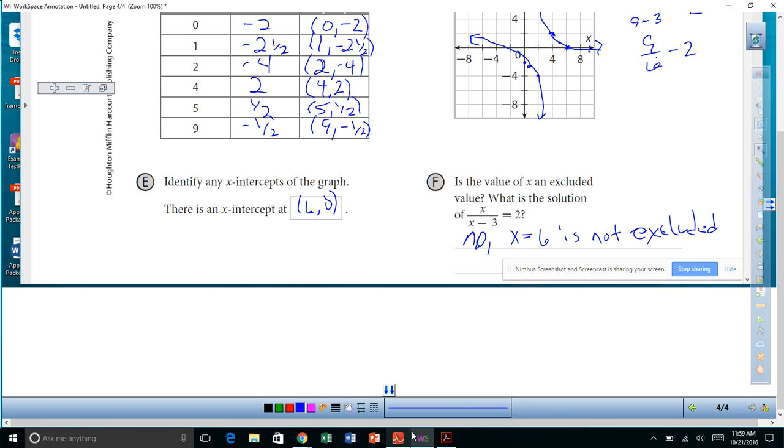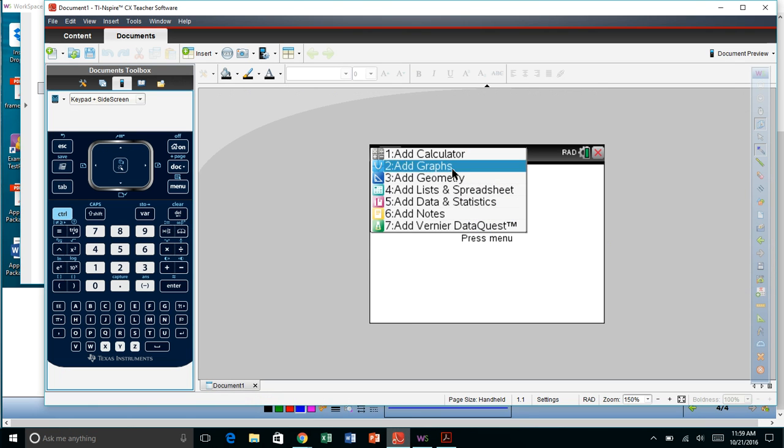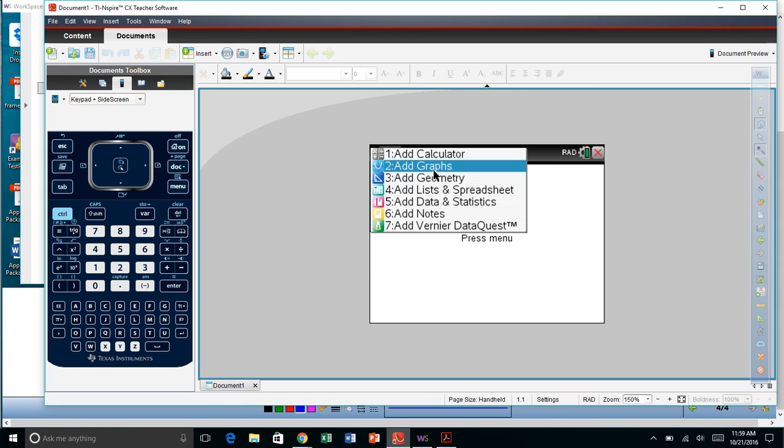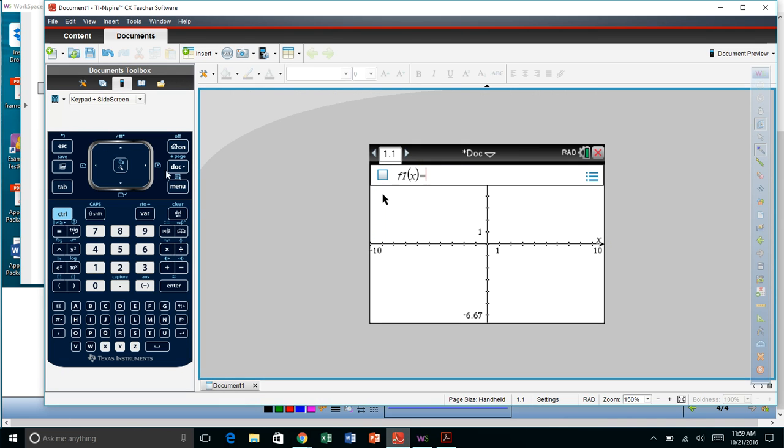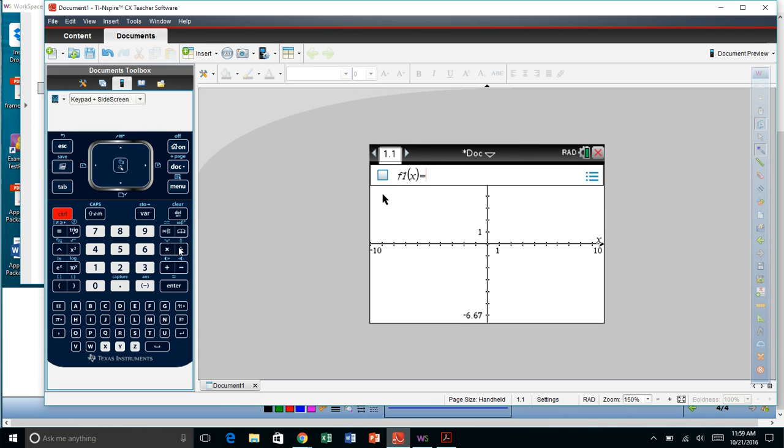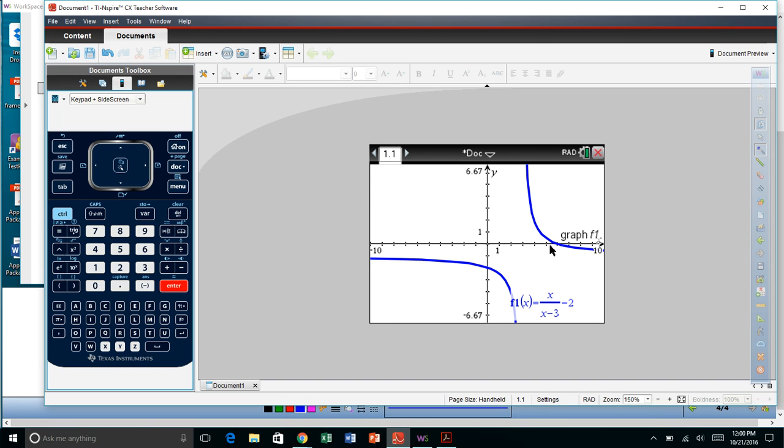All right, now let's graph this in the calculator because this hand graph was not all that great. So let's go to graphs here, control divide, and you got x over x minus 3, and that's minus 2, and let's graph that. Okay, see, it does cross the x-axis about right there.